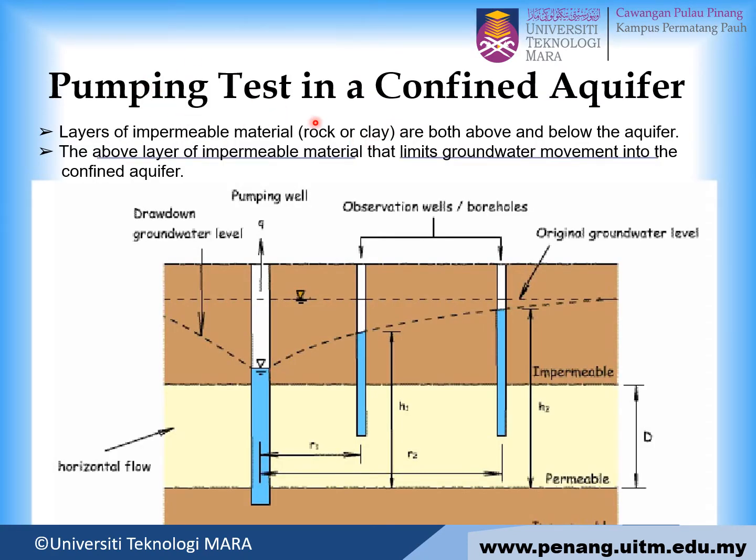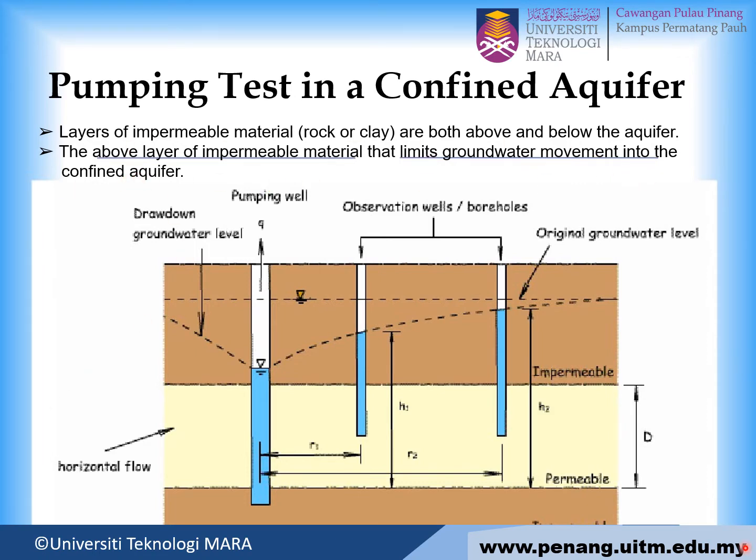First, we go for the pumping test in a confined aquifer. So what does confined mean? Confined means something in a closed space. A confined layer of impermeable material, rock or clay, lies both above and below the aquifer. So this is impermeable at the bottom and then we have an impermeable layer at the top. The upper layer of impermeable material limits groundwater movement into the confined aquifer.